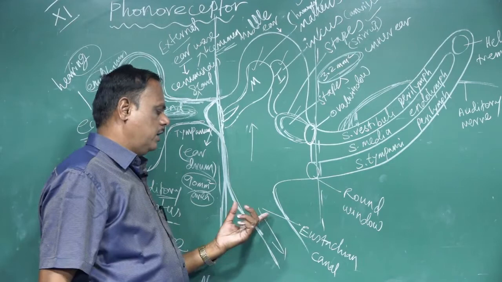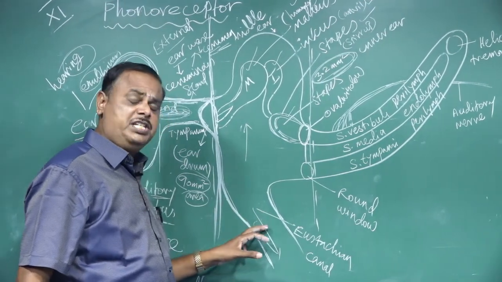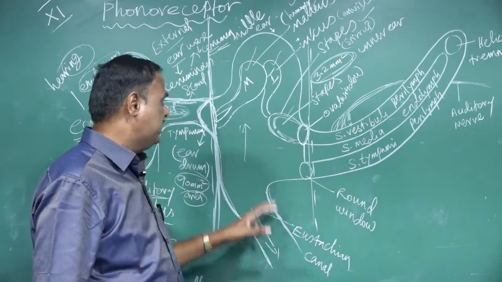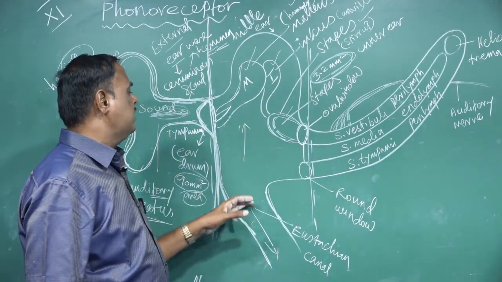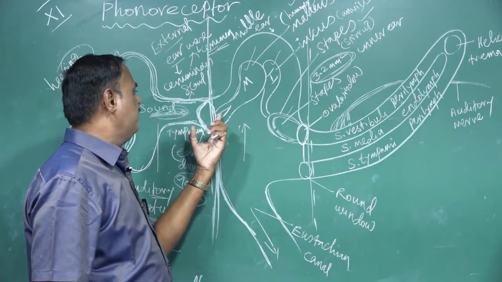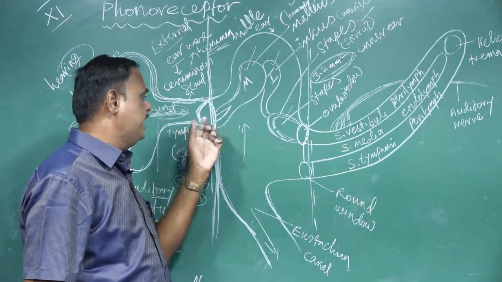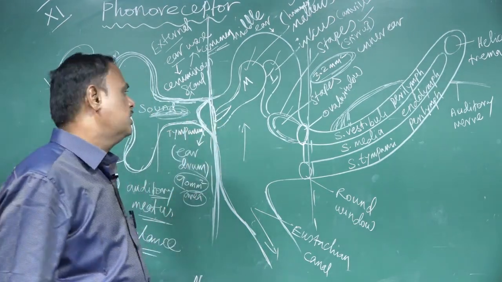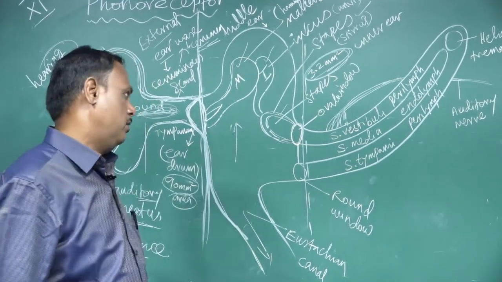The eustachian canal is another part of the middle ear. The eustachian canal connects the pharynx and the middle ear. Its role is to maintain the pressure on the inner region and the outer surface of the tympanic membrane, that is, on both sides of the tympanic membrane. That's the role of the eustachian canal.